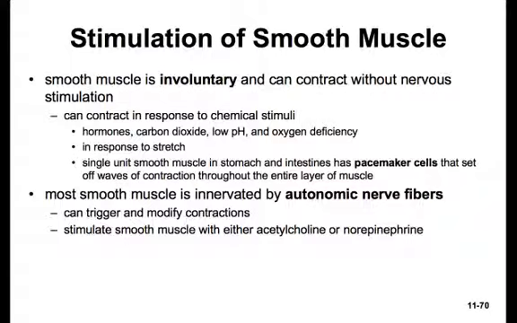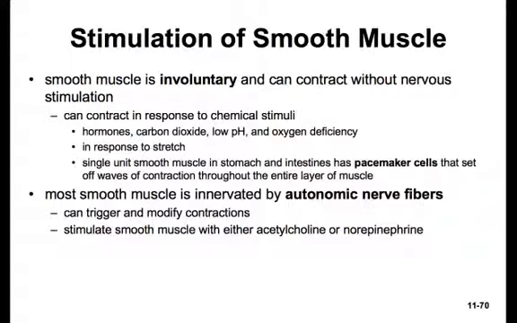Smooth muscle is predominantly involuntary and can contract without any nervous stimulation. It can contract in response to chemical stimuli, hormones, carbon dioxide, low pH, as well as oxygen deficiency. In response to stretch, the smooth muscle cells will also contract. A single unit smooth muscle in the stomach and intestines also has pacemaker cells that set off waves of contraction throughout the entire muscle layer.